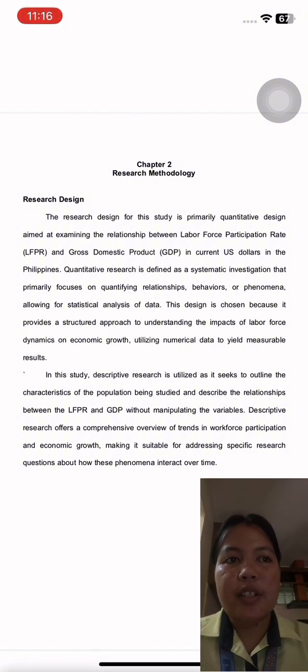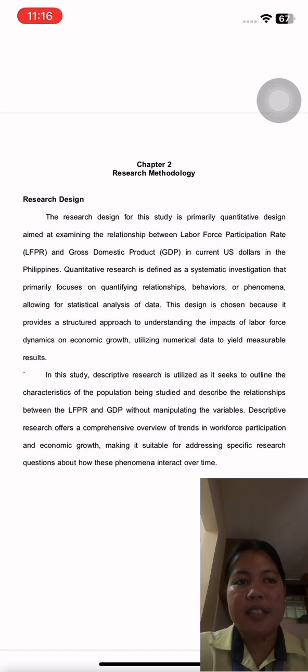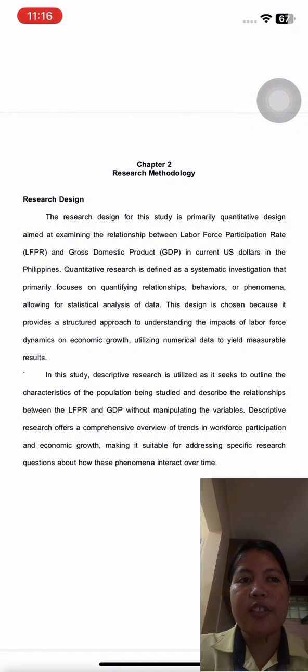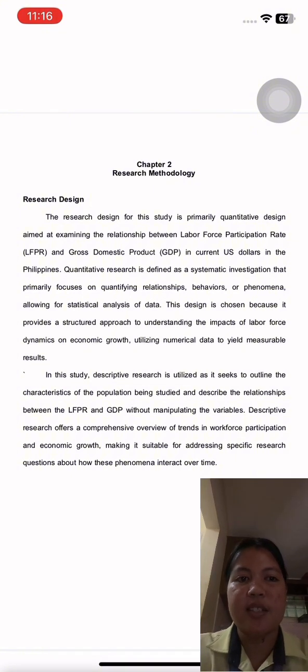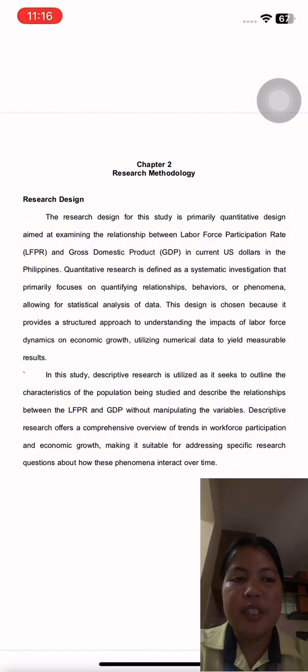So, our research is designed to study the connection between the labor force participation rate (LFPR) and gross domestic product (GDP) in the Philippines. To do this, we're using a quantitative approach, which means we'll focus on numbers and data to analyze the relationship between these two factors. This method helps us look at how workforce participation affects economic growth in a clear and measurable way. We're also using descriptive research, which is all about observing and describing the data as it is. We won't be changing or manipulating anything. Instead, we'll study patterns and trends in LFPR and GDP over time.